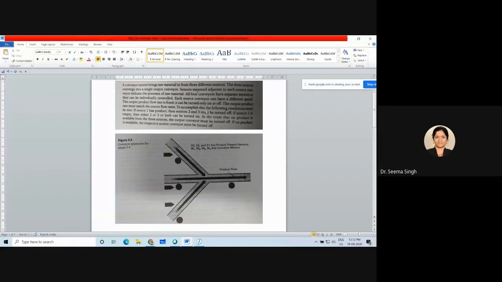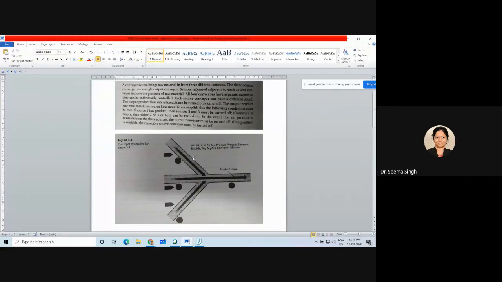To accomplish this, the following condition must be met. And what is that? If source 1 has product, then source 2 and 3 must be turned off. If source 1 is empty, then either 2 or 3 or both can be turned on. In the event that no product is available from the three sources, the output conveyor must turn off. If no product is available, the respective source conveyor must be turned off.